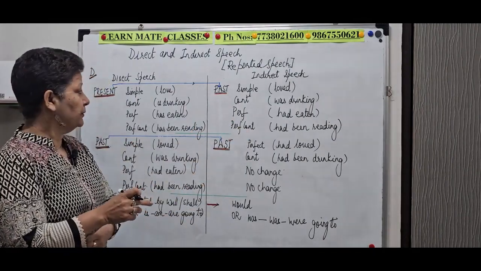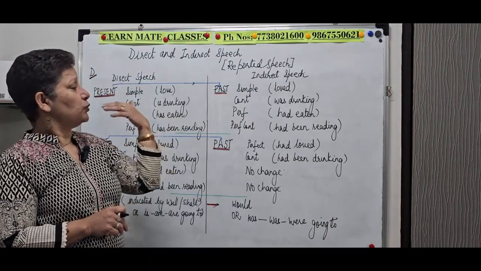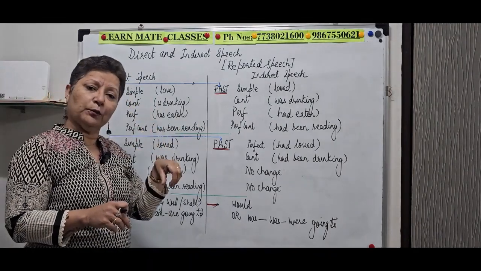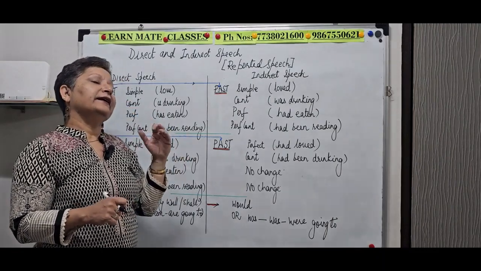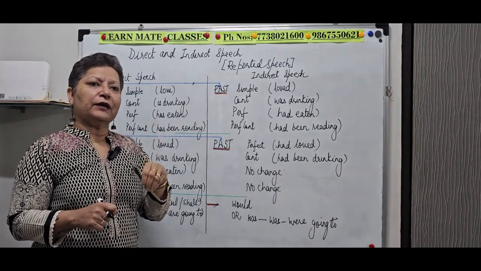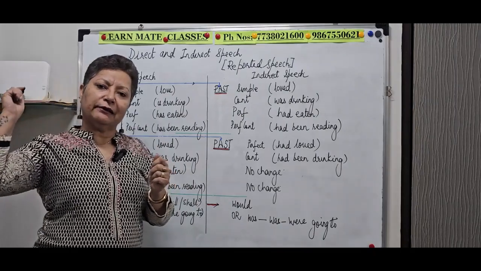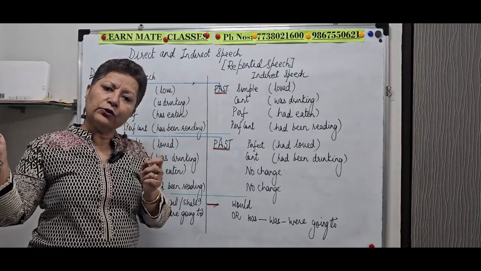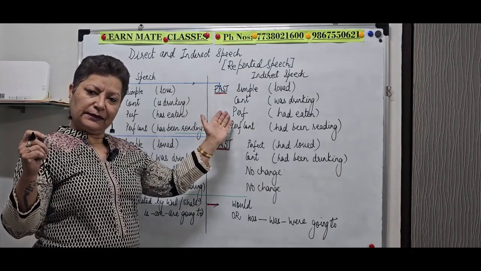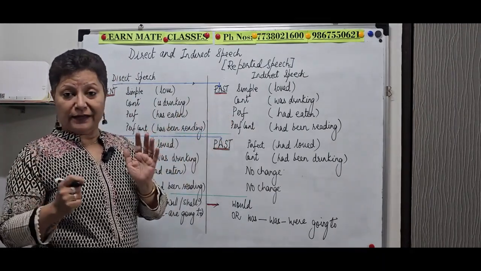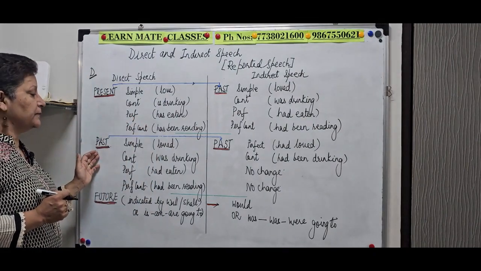And why does this happen? Because the reporting verb is in the past. He said that. So whatever was happening at that moment has actually now gone into the past. If I say he said, I am drinking water. So if it was 10 o'clock when he said this, but when I am reporting it, that 10 o'clock has gone into the past. So automatically everything which is in the present goes into the past. I'll come to the exceptions later. There are some exceptions. Let's now look at how the past tense verbs change.